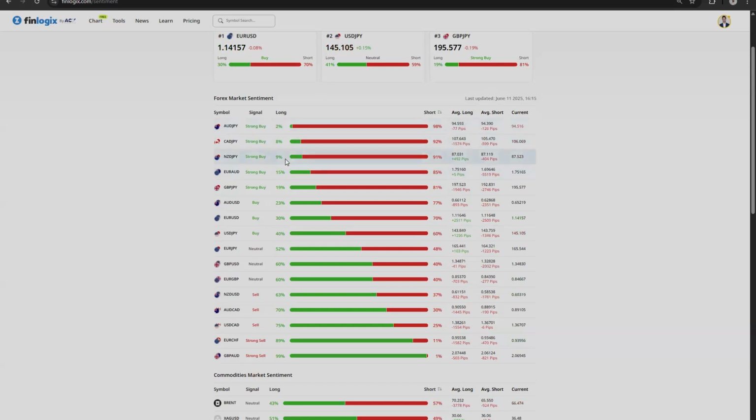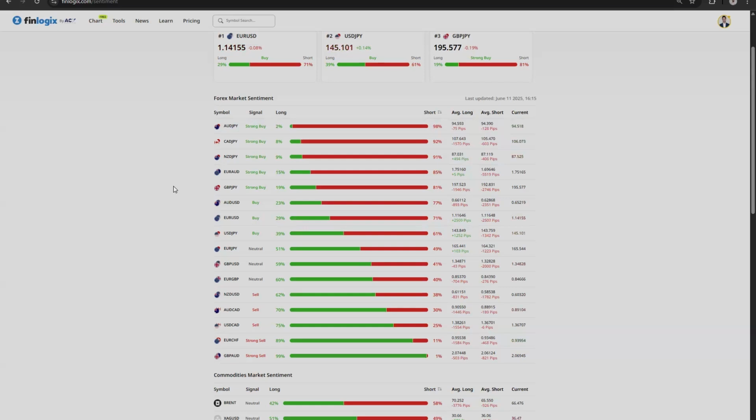This one changed. The one that changed was only US dollar Japanese yen, 39% from 35 or something like that. But those first three ones remain the same. So there are a few exceptions.